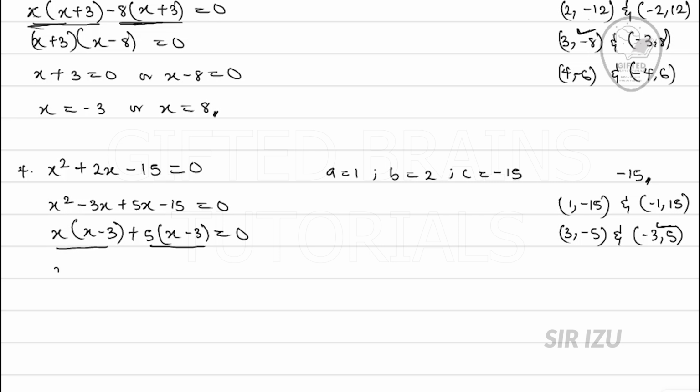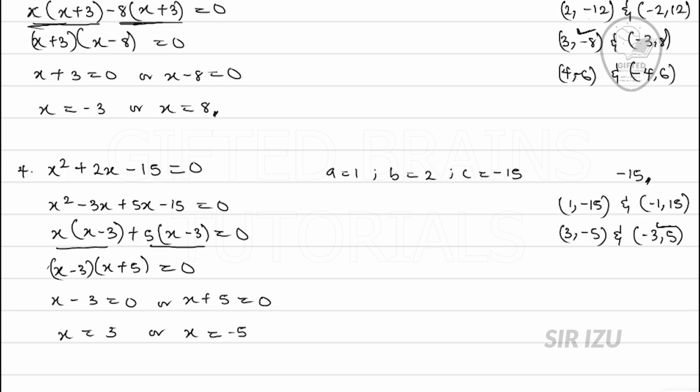It is x minus 3. X minus 3 being factorized out will give us x left in the first term and then plus 5 in the second term equals 0. So at the end of the day, we have x minus 3 equals 0 or x plus 5 equals 0. So x is equal to 3 or x is equal to minus 5. That's the answer for this.